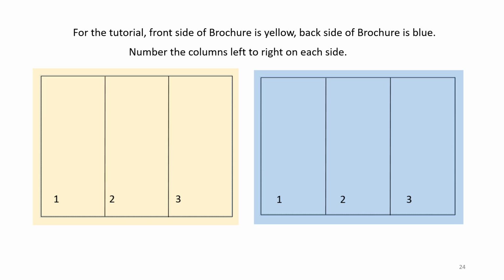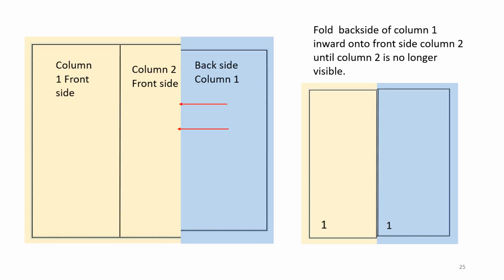For the tutorial, the front side of the brochure is yellow, and the back side of the brochure is blue. Number the columns left to right on each side. Fold the backside of column 1 inward onto the front side of column 2 until column 2 is no longer visible.